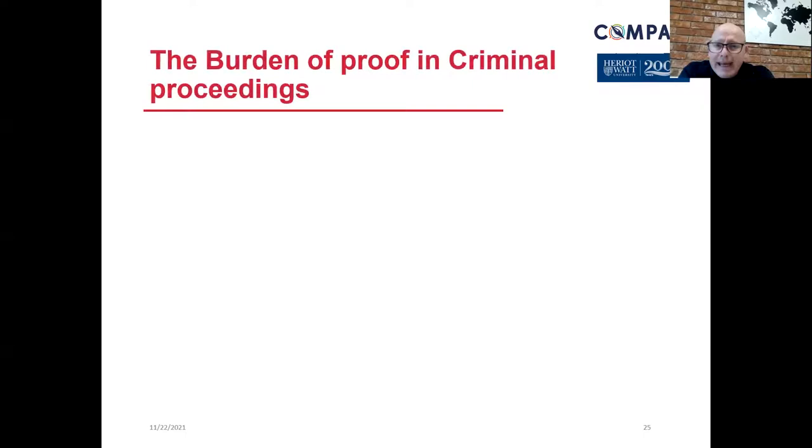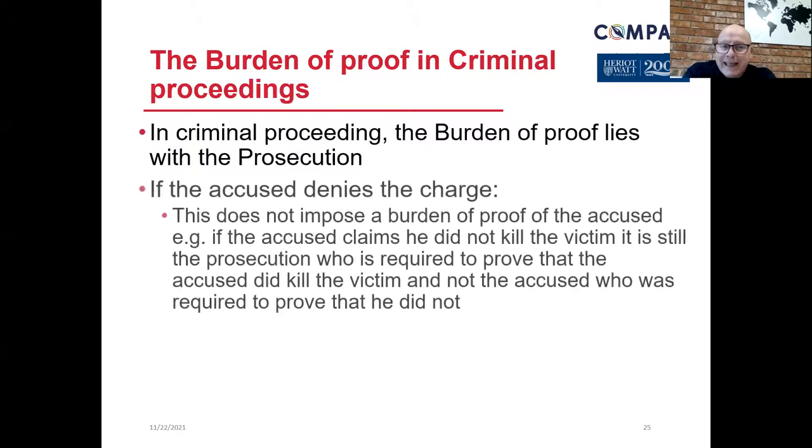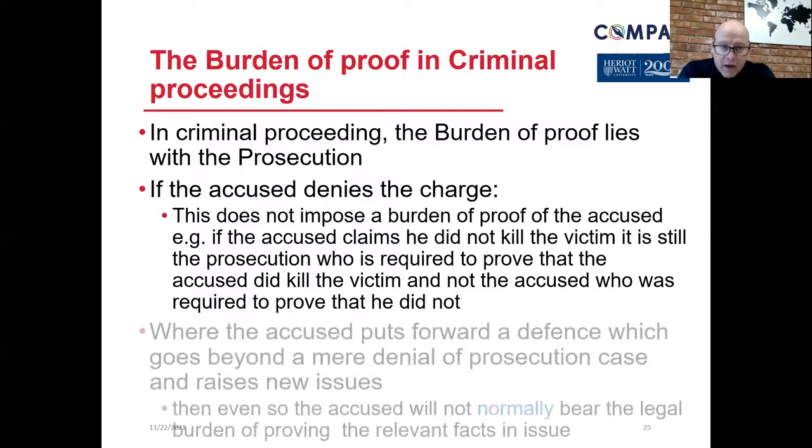Now, in criminal proceedings, the burden of proof, as I mentioned before, typically would be that you are innocent until proved guilty. However, as I mentioned, as a result of Section 40, this changed somewhat. So if the accused denies the charge, this doesn't impose a burden of proof on the accused, i.e. if the accused claims he did not kill the victim, it's still the prosecution who is required to prove that the accused did kill the victim. So that's the standard approach that we have for all other forms of legislation, criminal acts.